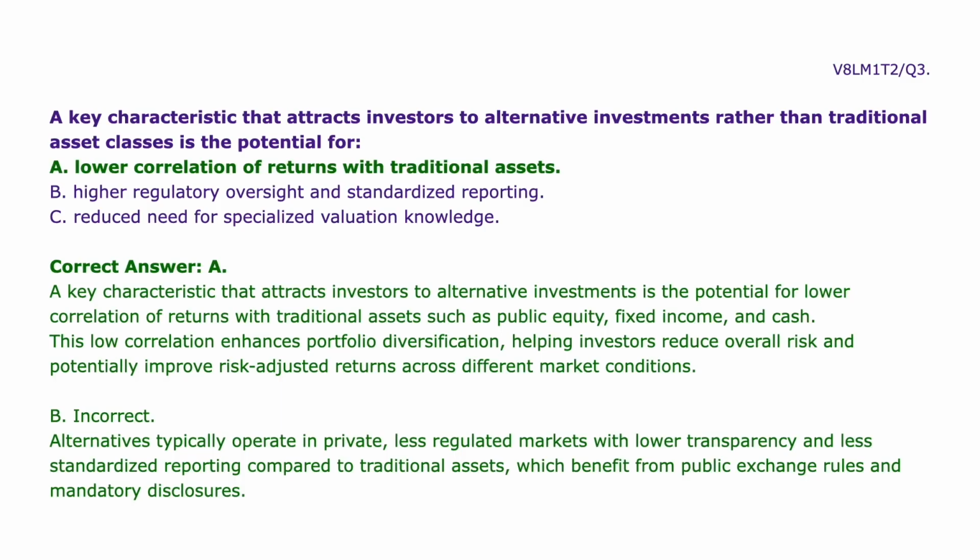Investors seek greater portfolio diversification and/or higher expected returns from alternatives. A key feature listed is typically low correlation of returns with more traditional asset classes. This low correlation helps with diversification. Correct answer is A.